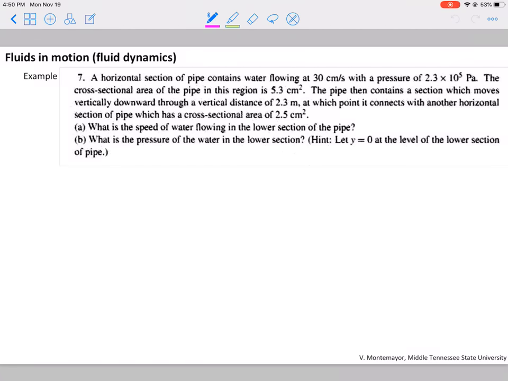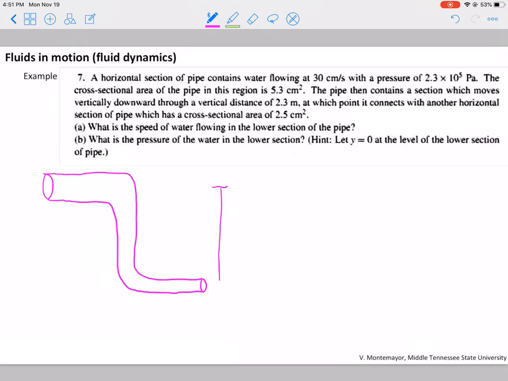Doing another one. Here we have a horizontal section of pipe. Water's flowing through it at a certain pressure, and they give us the cross-sectional area. It then contains a section that moves downward a distance and connects to another horizontal pipe with a different cross-sectional area. So we could draw a diagram for this, and let's see, which one is bigger? The top one is bigger, so maybe at the top it looks like this, and then goes down, and at the bottom it is smaller, so it looks something like that. So from the top of this down to the bottom is 2.3 meters.